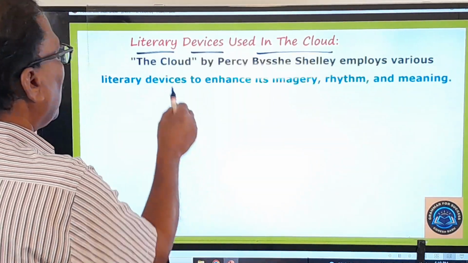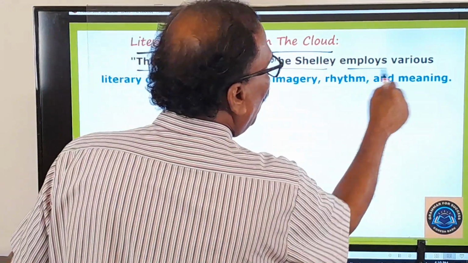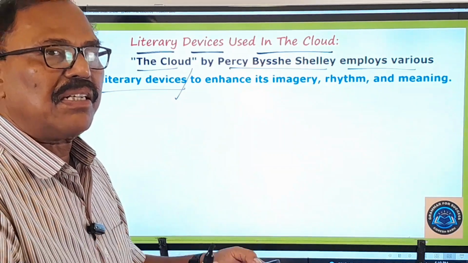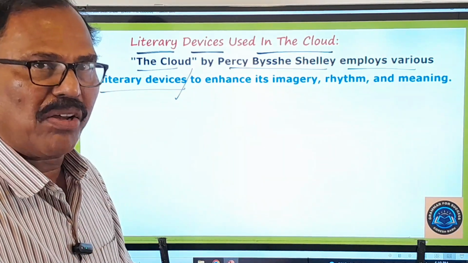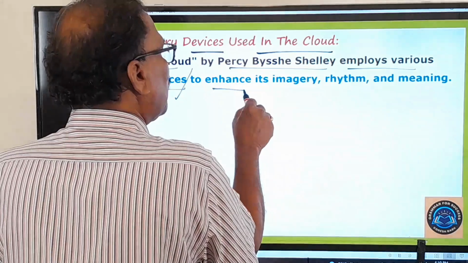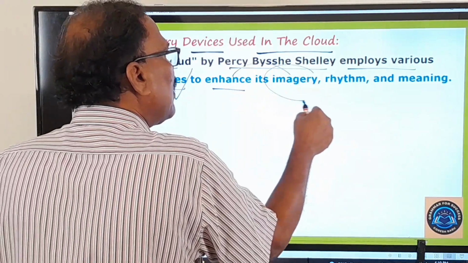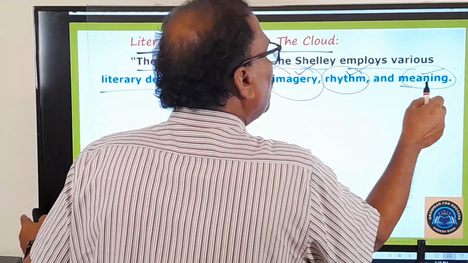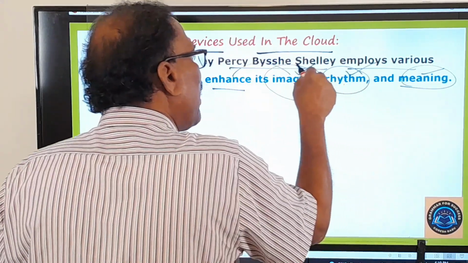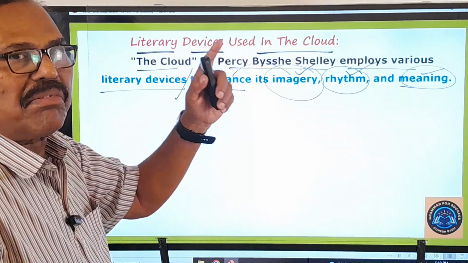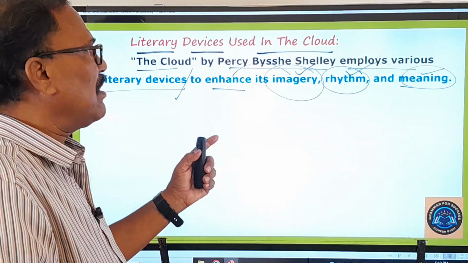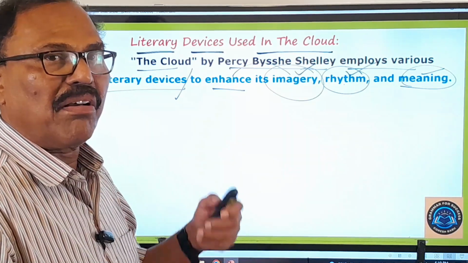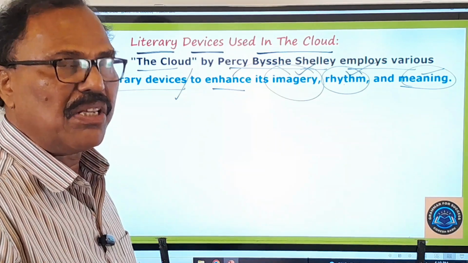The Cloud by P.B. Shelley employs various literary devices. In this lengthy poem, various literary devices have been used to enhance the beauty of imagery, the beauty of rhythm, and the beauty of its meaning. So to enhance the meaning, rhythm and imagery, several literary devices have been used in this poem, and let us learn about all of them very clearly with examples one by one.